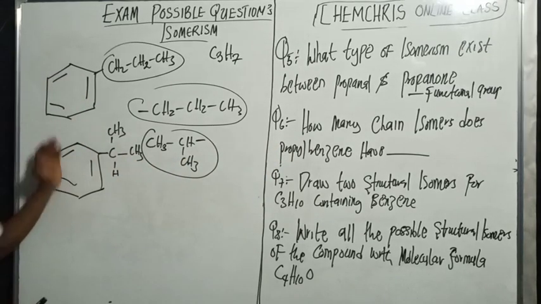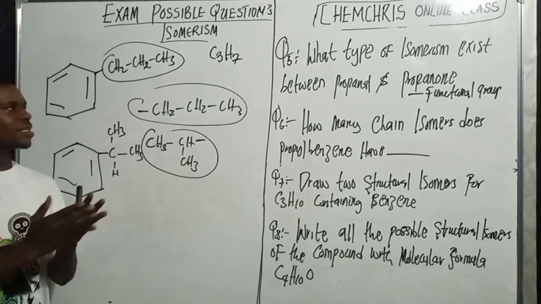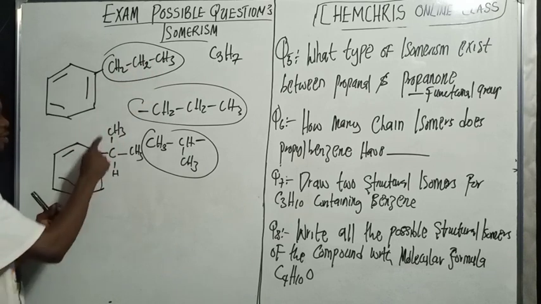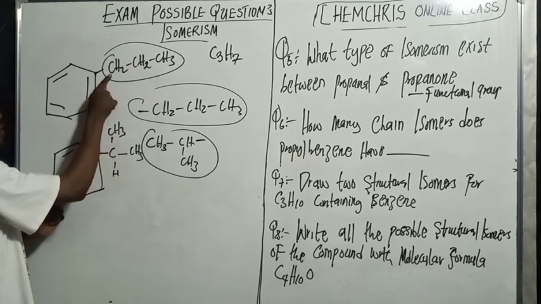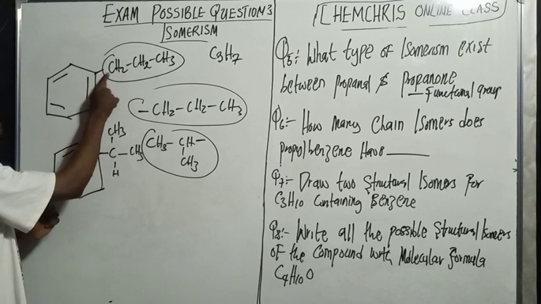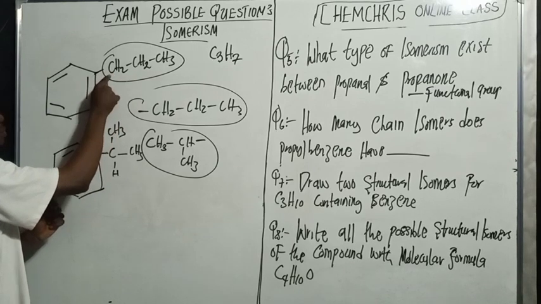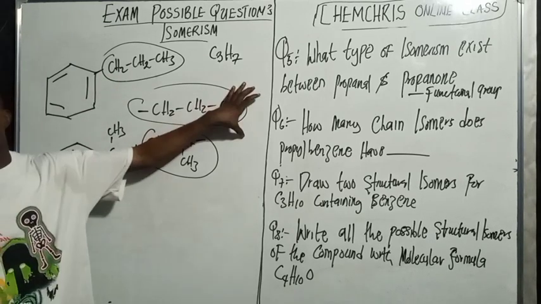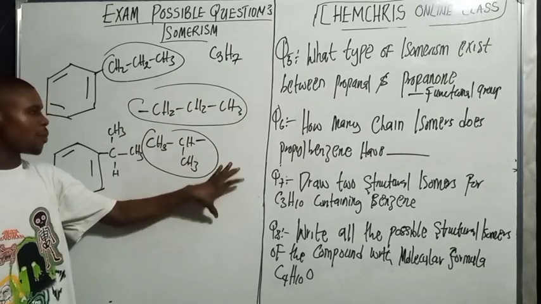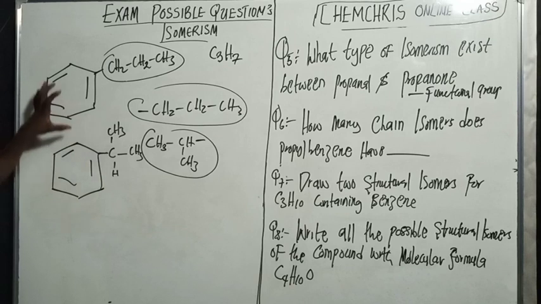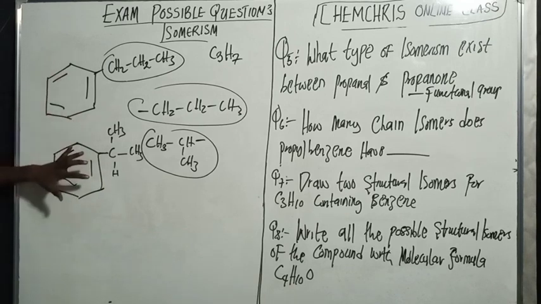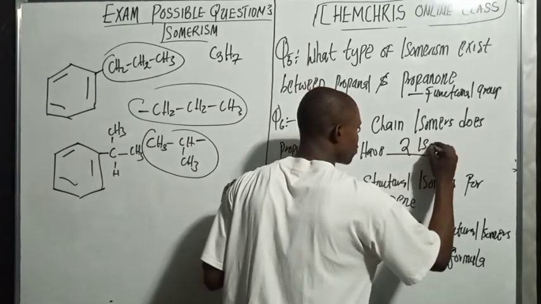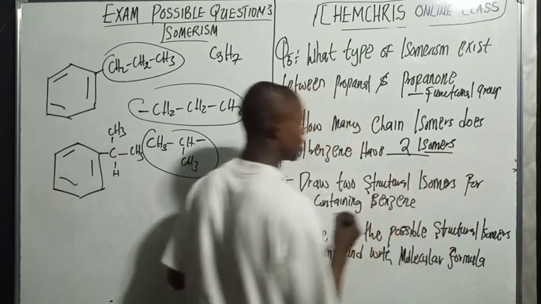So these are the two chain isomers. Now remember, chain isomers differ in the arrangement of the chain. So here you can say 1, 2, 3. Where this propyl is attached to the benzene is carbon 1, but here it is carbon 2. So propyl can be normal propyl or isopropyl. So there are only 2 isomers that can exist in propyl benzene. So we're going to put 2 isomers. That is it.